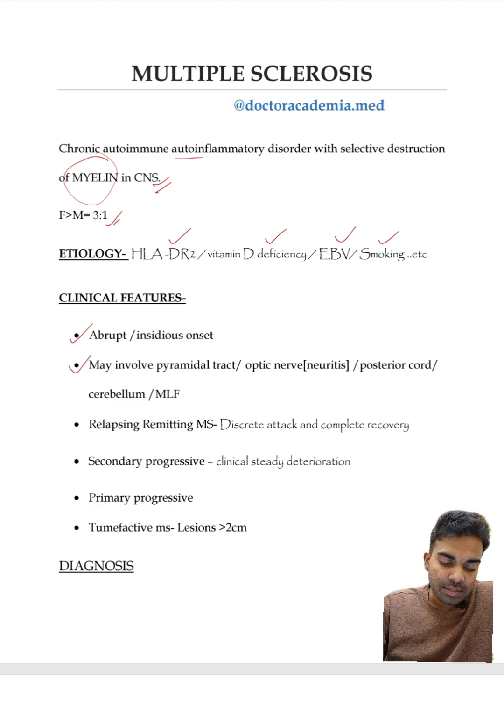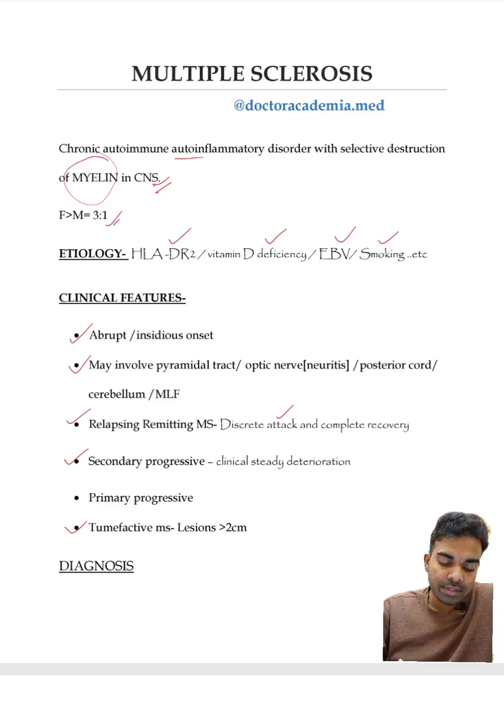And you can see the classification. It can present as relapsing remitting multiple sclerosis with discrete attacks and complete recovery. The patient can go home. Secondary progressive has a clinically steady deterioration. Primary progressive is again the same. And tumefactive MS is where the lesions caused in the CNS are more than 2 centimeters.